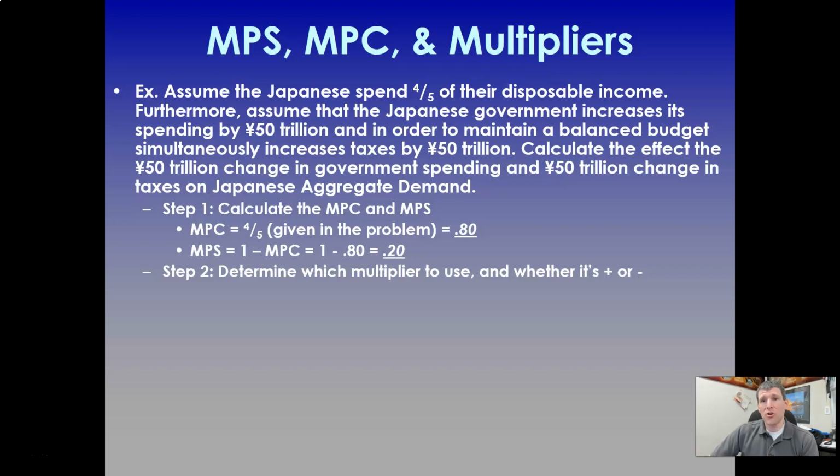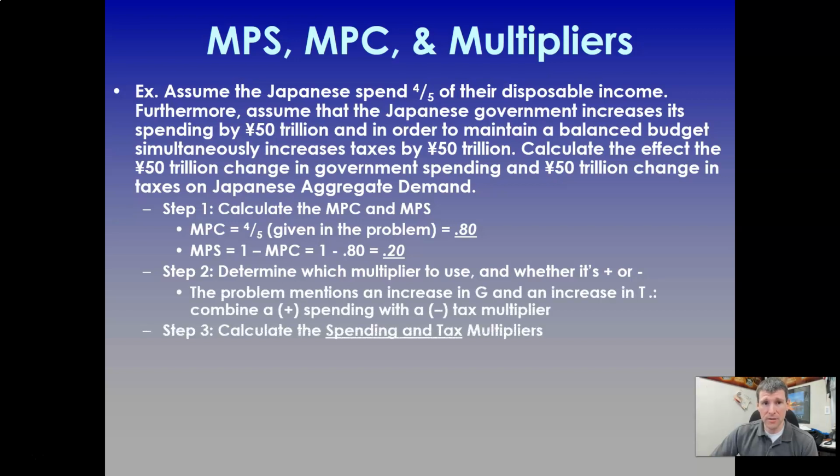All right. Determine if we're going to use tax multiplier or spending multiplier. Well, we're actually going to use both this time because the government is going to increase spending by 50 trillion yen. And in order to maintain a balanced budget, we'll also increase taxes by that amount. So we're doing both at the same time. The spending multiplier will be positive because we're increasing spending, and the tax multiplier will be negative because we're increasing taxes. Okay, so we got both, which means we're going to calculate both.